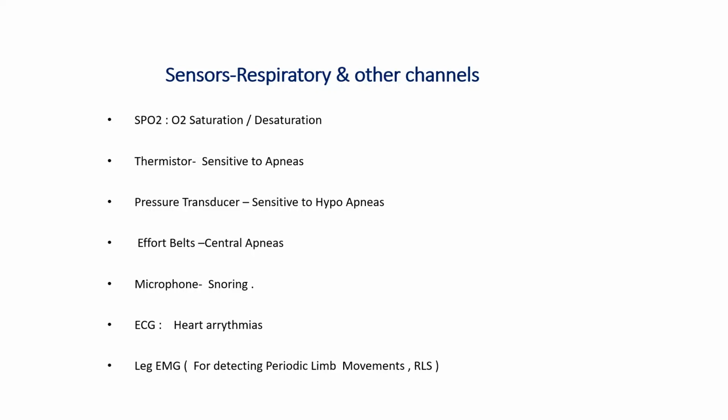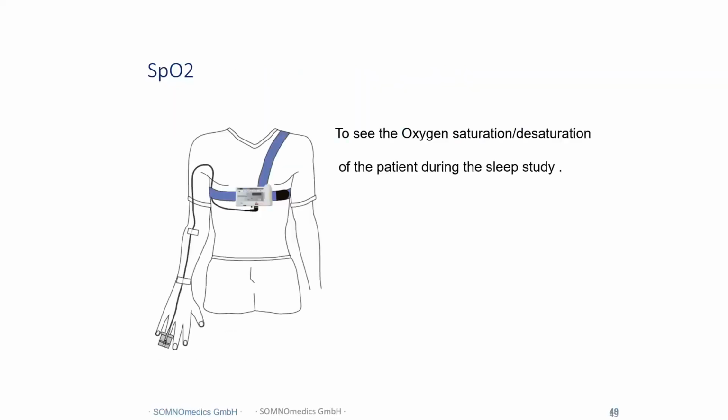Obviously, OSA patients will have a lot of heart arrhythmias during the night. They will have bradycardias and tachycardias, so we need to look at the ECG, and we need leg movement sensors. As I told you, we can pick up periodic leg movement disorder patients also. So we need these sensors, and each sensor has a role to play. SpO2 is required to see the oxygen desaturations of the patient during the sleep study, and that is the reason SpO2 is the most important marker.